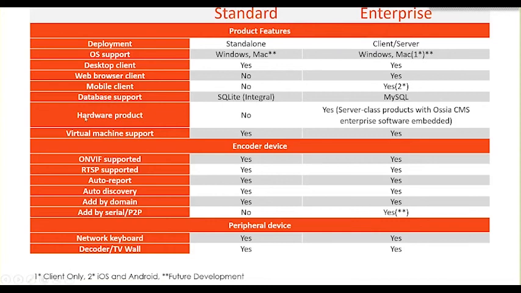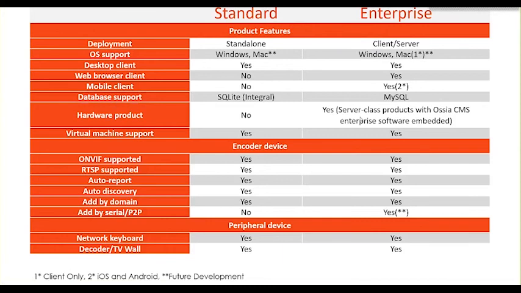The important part for hardware products: the standard version of the CMS does not support any hardware products, and the enterprise does support hardware products. What does hardware products mean? It means the server and the storage servers with RAID and so on. We're going to develop dedicated hardware with the CMS embedded on it. This is going to be released around Q3.